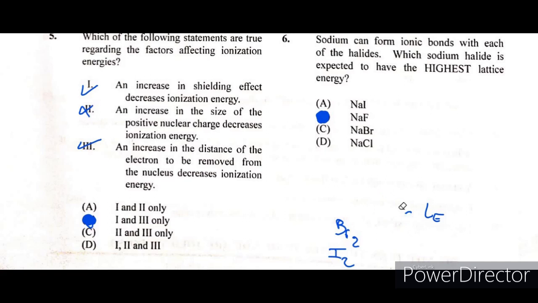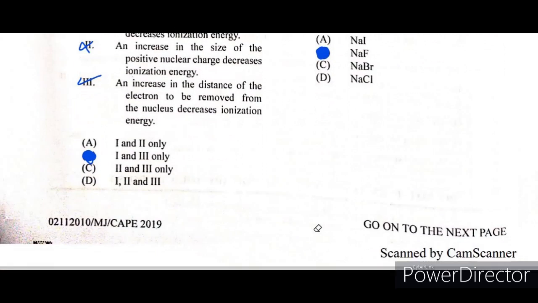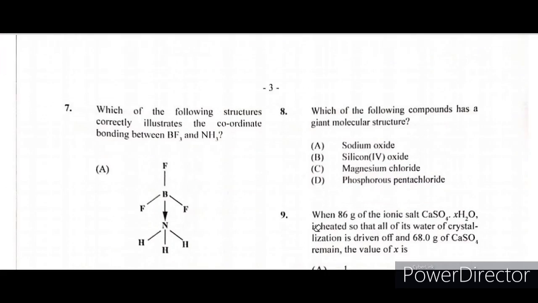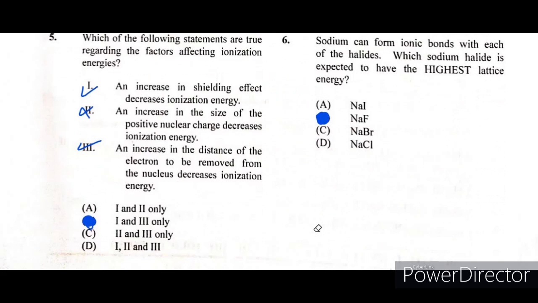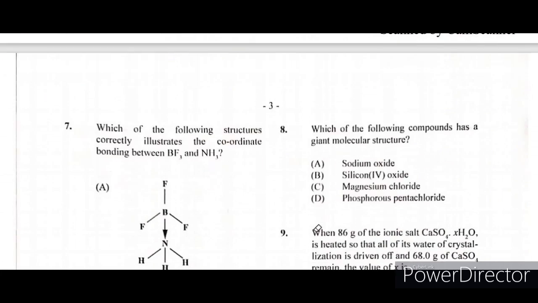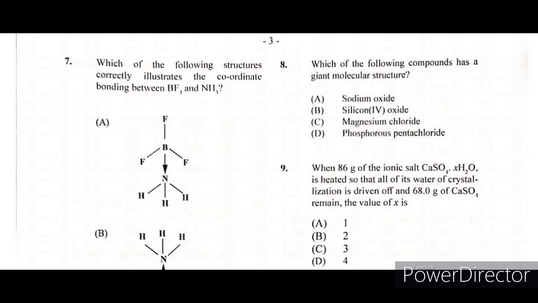But the trend continues as is as you go down normally after that exception. Did I answer number 6? Yes, I did. Okay, number 7. It asks us which of the following structures correctly illustrates the coordinate bonding between BF3 and NH3.